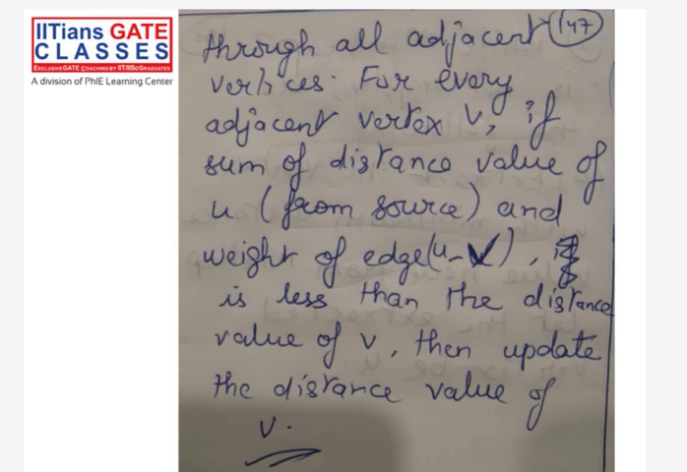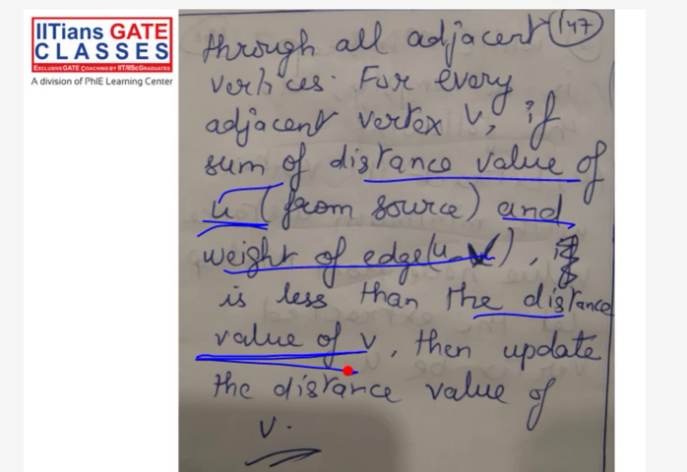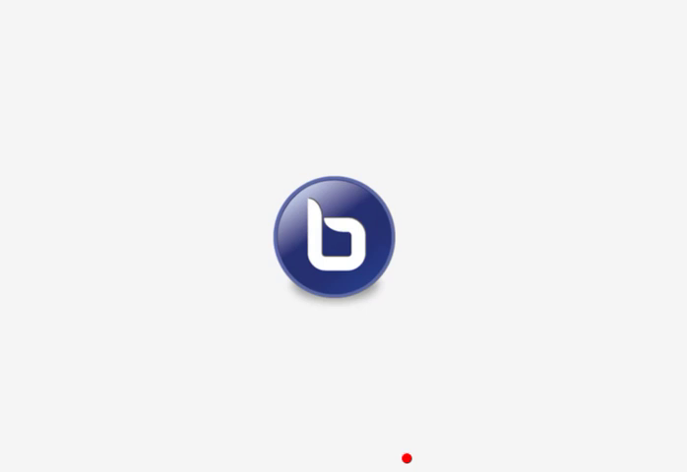That is, the sum of the distance of U and the weight of the edge. If this is less than the distance of V, then you update the distance of V to this, otherwise you keep it as it is. Basically, you always want to reach with less cost. So if you are able to get some less cost, then you are good to go.